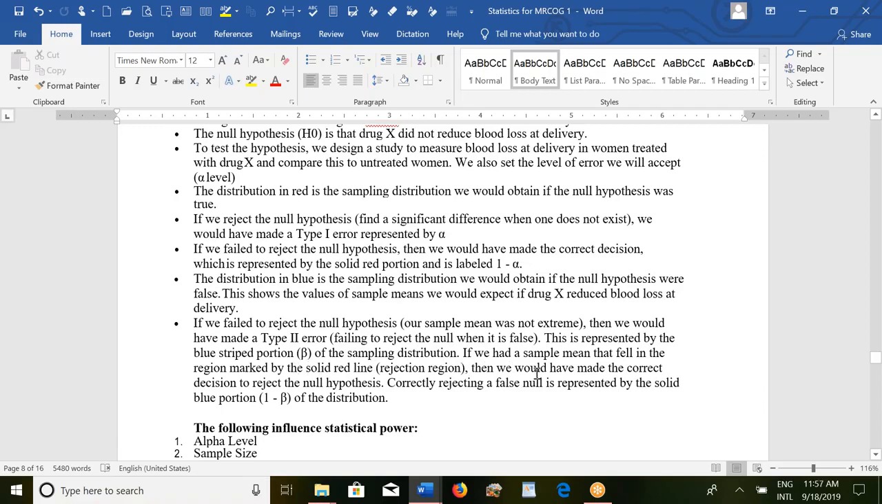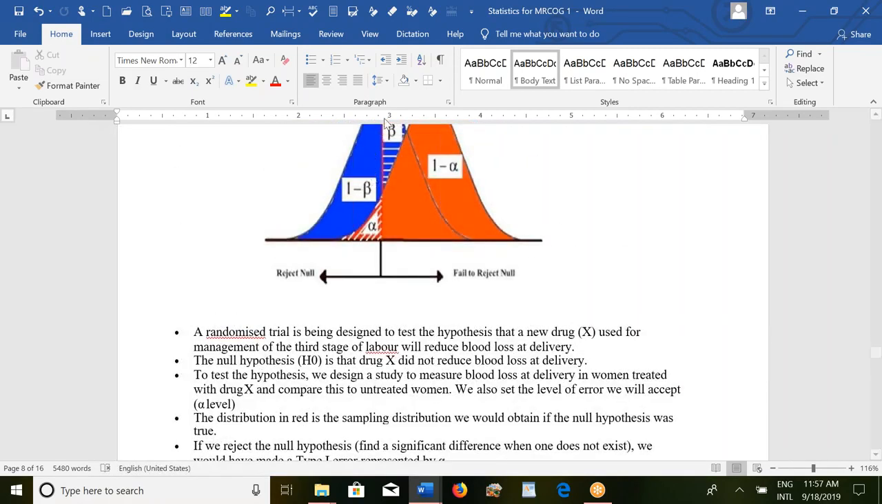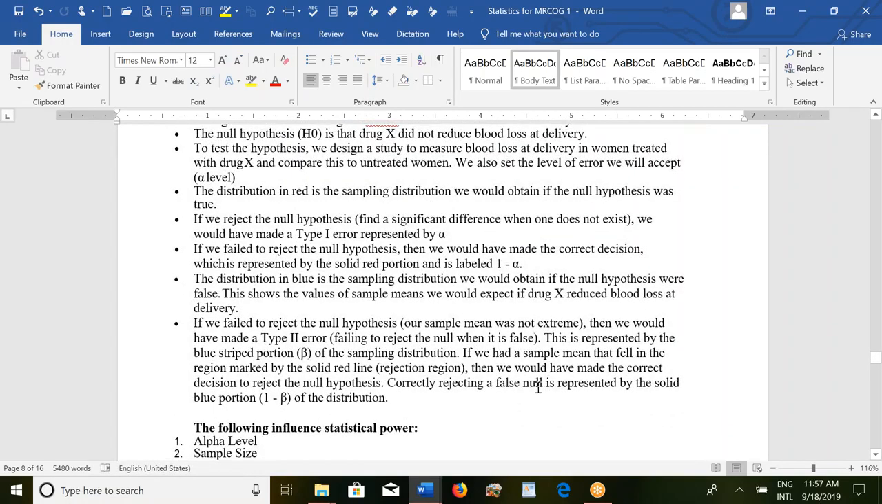If we had a sample mean that fell in the region marked by the solid red line, this solid red line is the rejection region, then we would have made the correct decision to reject the null hypothesis. Correctly rejecting a false hypothesis is represented by the solid blue portion. One more is.